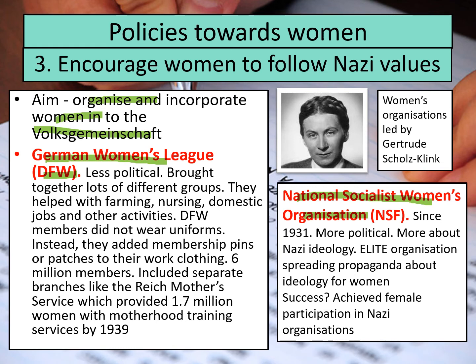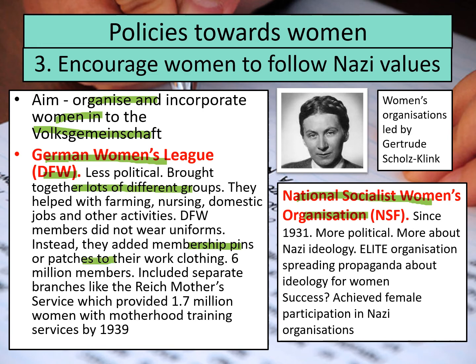Now, the first one we're going to think about is the German Women's League. Now, this generally was less political than when you compare it to the National Socialist Women's Organisation. This was a group that brought together lots of different groups that used to exist in Weimar Germany. The idea was that they would help out with lots of different things like farming, nursing, domestic jobs and other activities. They didn't wear uniforms, but instead, when you were a female worker, or just a female generally, you might add things like a membership pin or patches to your clothing.